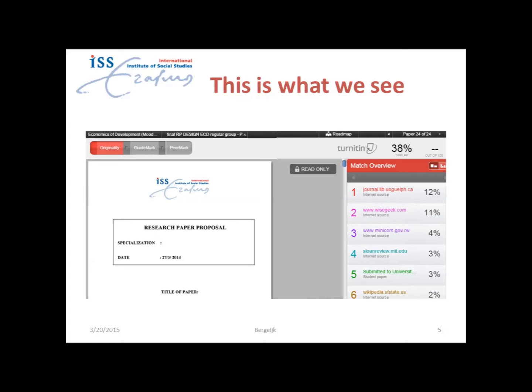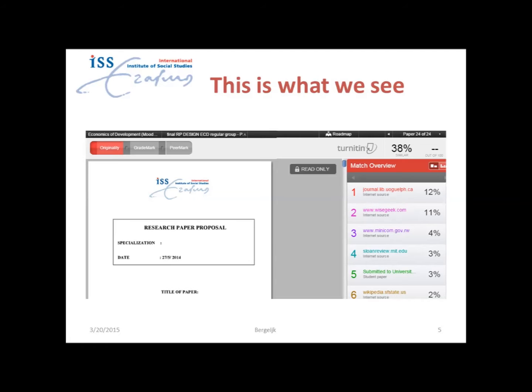And then I want to talk a little bit about common knowledge. So this is what we see. This is a research paper proposal made in May 2014, and over here it says the Turnitin score is 38%, and that's the similarity score. So we have a number of sources, and we can find over here the kind of sources. This is a previous student paper at ISS. If you want to copy-paste from a previous paper at ISS, it is a very stupid idea.